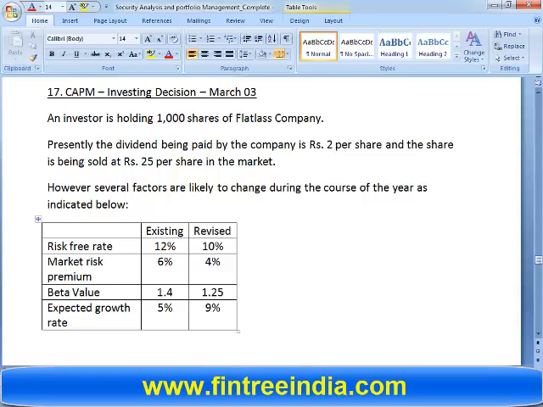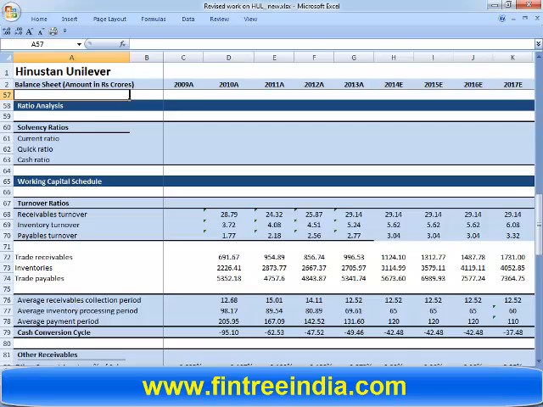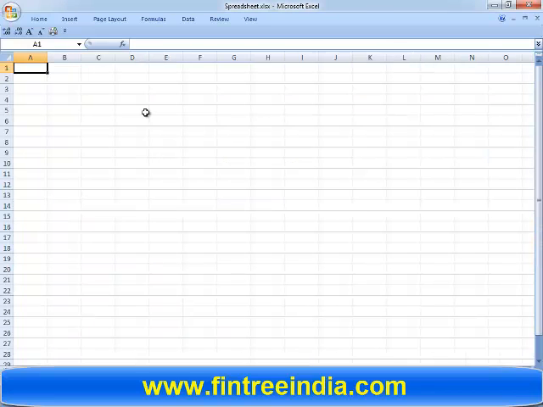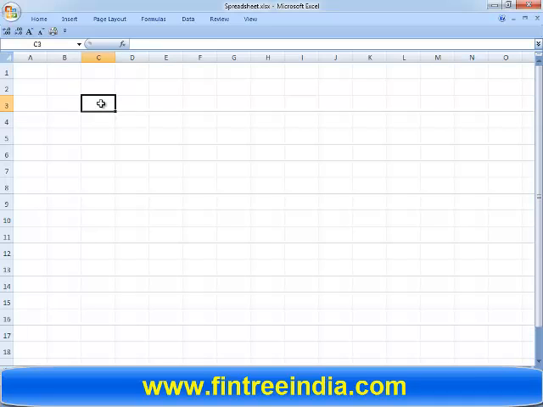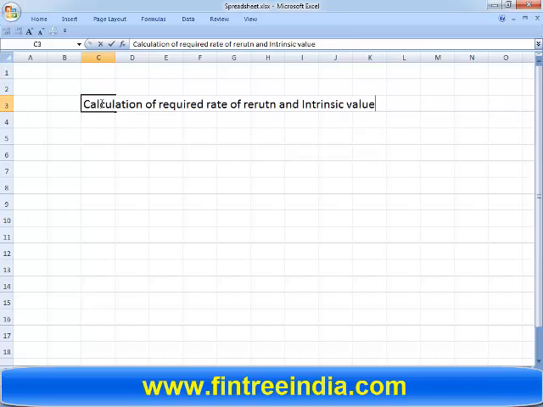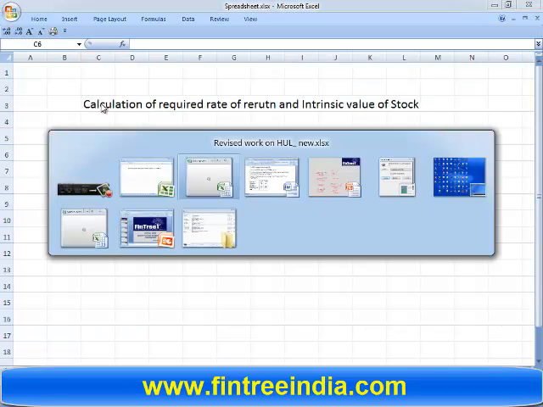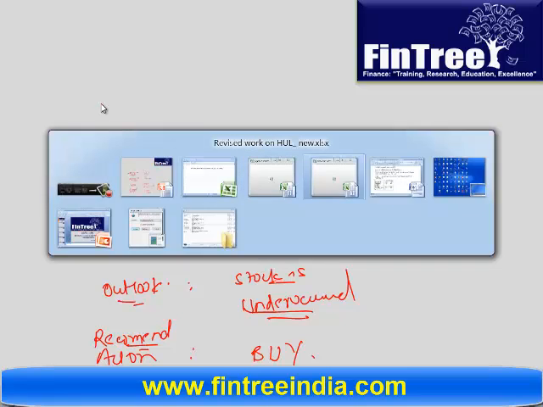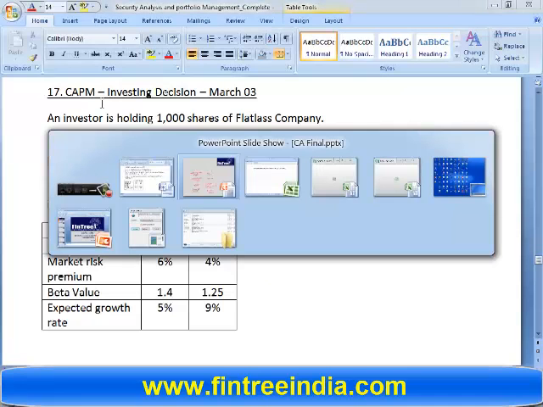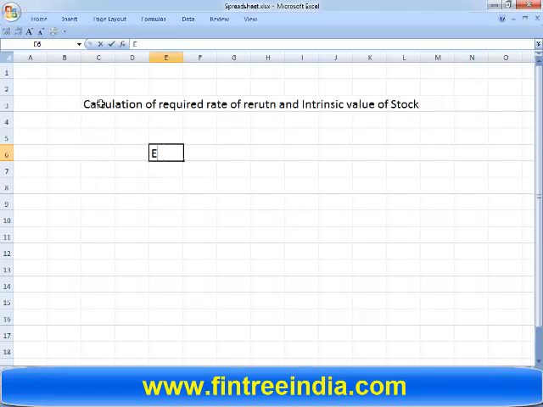So let's write down here. You can give a heading: calculation of required rate of return and intrinsic value. Intrinsic value means justified value of the stock. Okay, this is your heading. Then let us start plotting the important data here. Existing and revised. So we can say existing scenario.